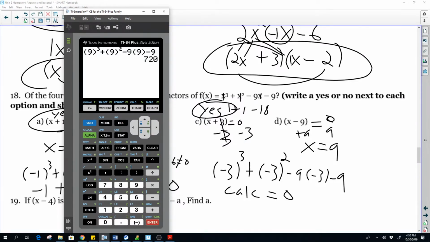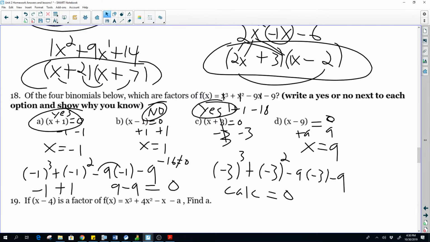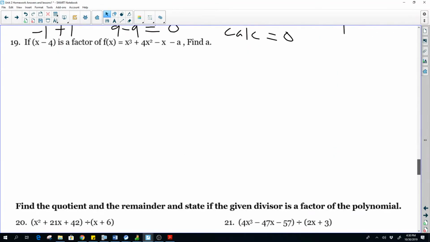It does. 720 is huge. So when we plug it into our calculator, I get 720, which does not equal 0. So no, not a factor. So yes, no, yes, no. Awesome. We are nearly there.